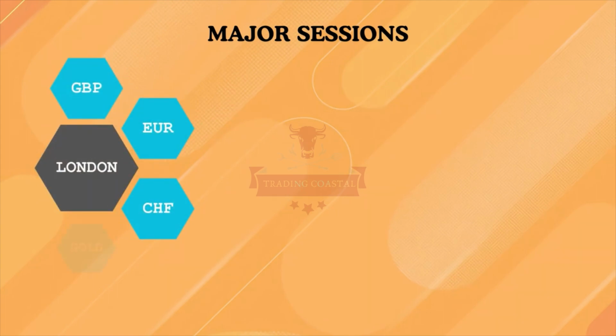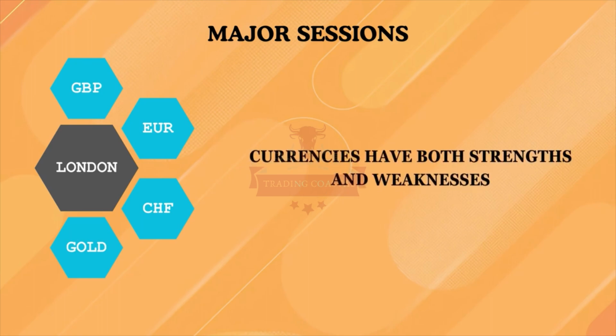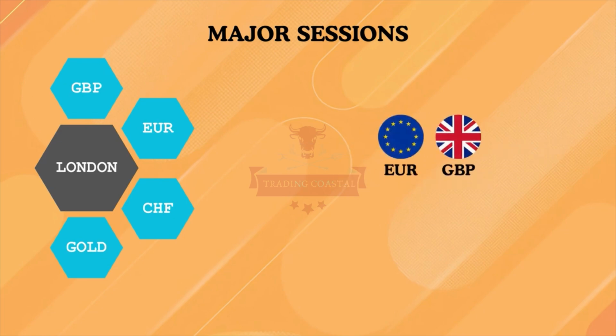The next session that we have is the London session. In this session, we have pound, euro, franc, and gold being actively traded, so the same concept applies in the London session. Another important thing is that currencies have both strengths and weaknesses. For example, if you want to trade euro pound in the London session, you have to make sure that one currency is weak and the other is strong, because that's the only way euro pound will move. But if both currencies are strong, there is a high chance that the market will consolidate and be hard to trade.